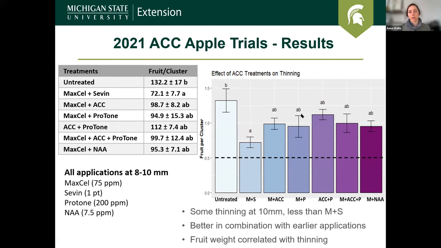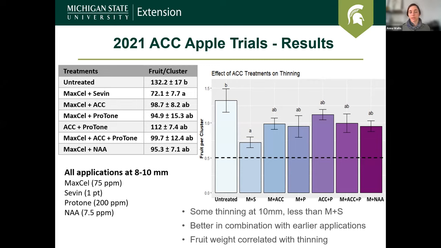And then all of the other treatments were not significantly different from each other. They provided some thinning, but it was not significantly different than our untreated control. Partly this is because we had a number of frost events this year, and so we expected to have a very low number of fruit. So we were cautious during our thinning and only used this one application at 8 to 10 millimeters.